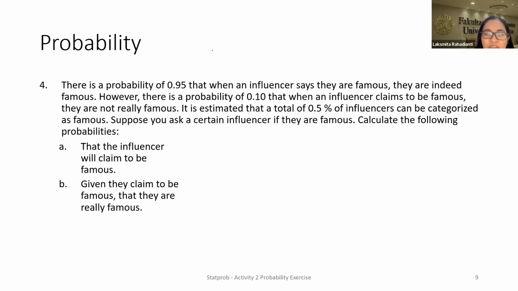So let's put together the information that we do know. So let's use F as the event in which an influencer is famous. And let's use C as the state of claims to be famous. Hey, I can also claim to be famous. I have more than 10 followers. So we're going to distinguish these two things.